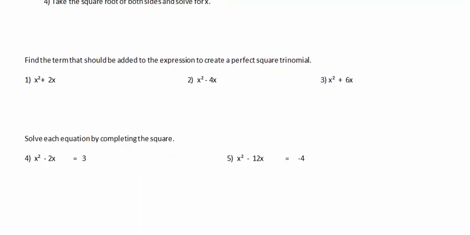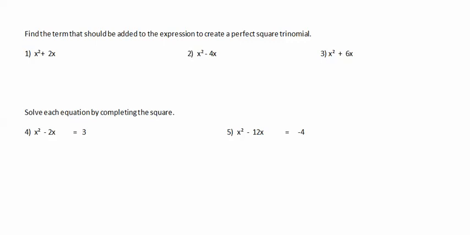Alright, so let's look at this. It says find the term that should be added to the expression to create a perfect square trinomial. So it says 2. We're supposed to divide the middle term by 2. So 2 goes into 2 one time, right? So we take 2 divided by 2, and you get 1, and then you're going to square it. 1 times 1 is 1, so you're going to add 1 to both sides.